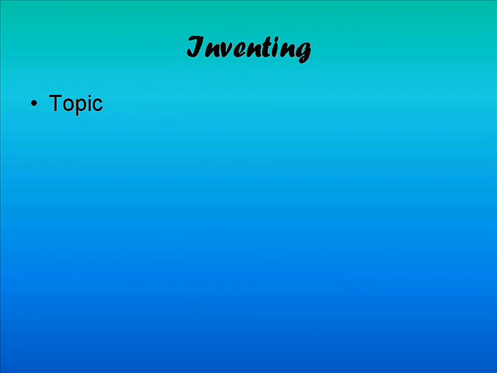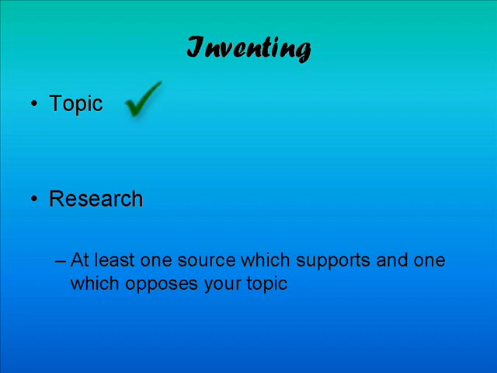If you think about the writing process, you'll remember that the first step is inventing. Well, in this case, you've already taken care of that because you have selected a topic, a controversial topic, that you're going to write about. You also need to do some research and find at least one source which supports the point of view and another which opposes that point of view. Most of you did your research. Now, if you haven't gotten to that step, you'll need to do that before you start writing.